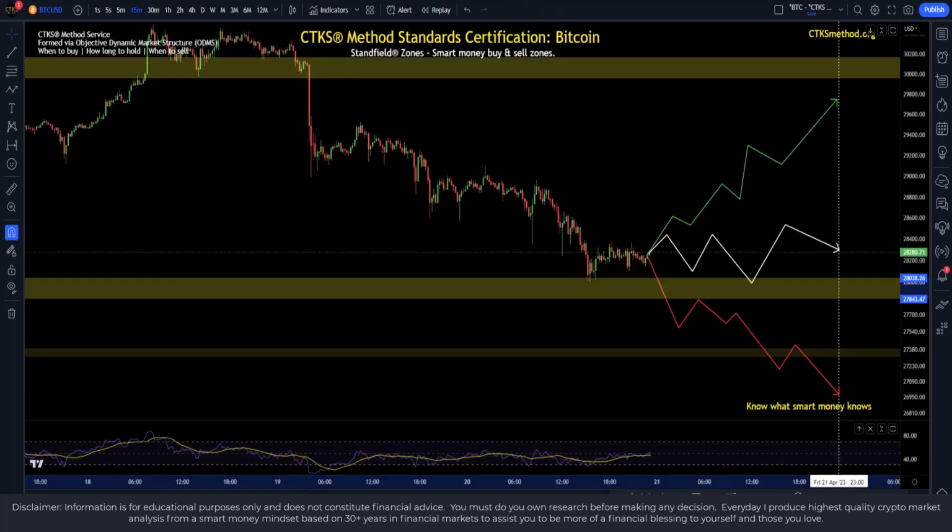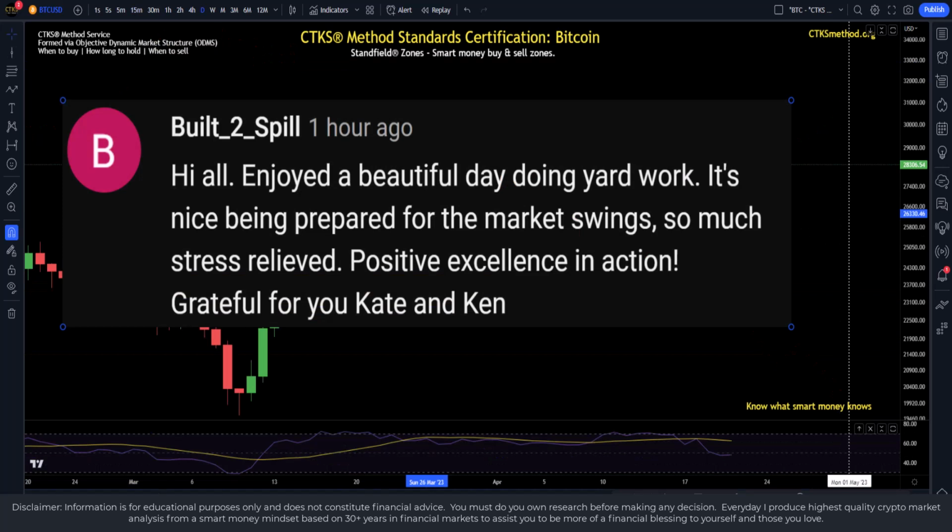The key buy levels in Bitcoin, and Bitcoin is currently $28,280, are between $27,843 and $28,038. That's the first smart money buy level. The next smart money buy area is 27,312 to 27,390. The next smart money sell level is between 29,957 and 30,166.